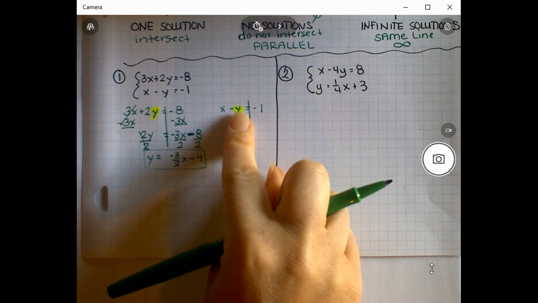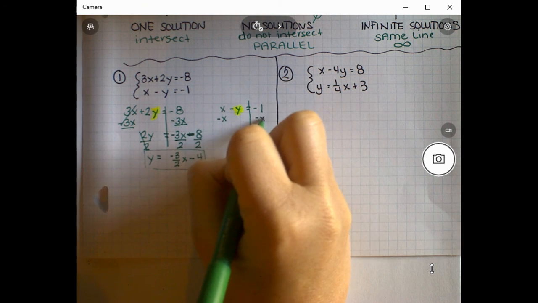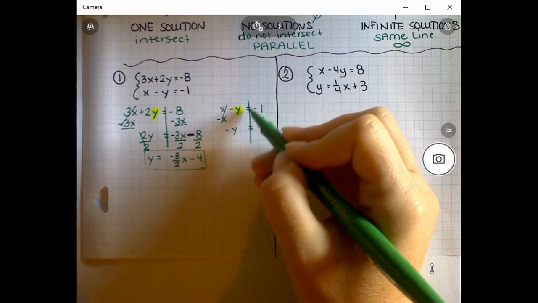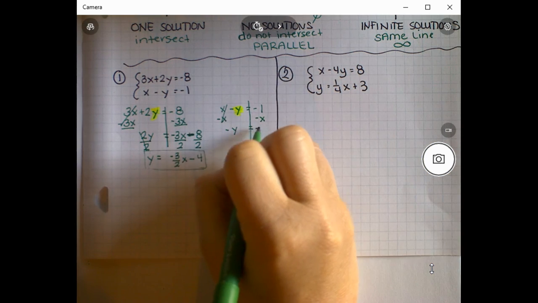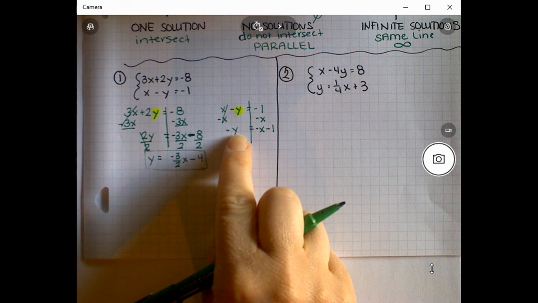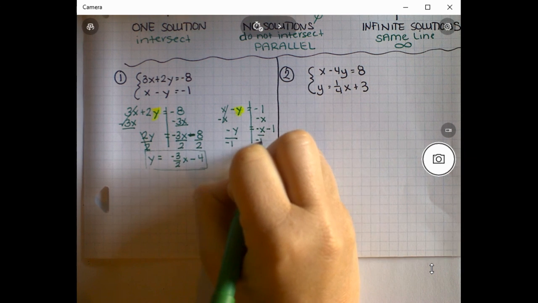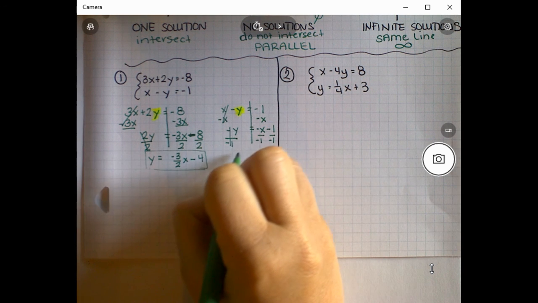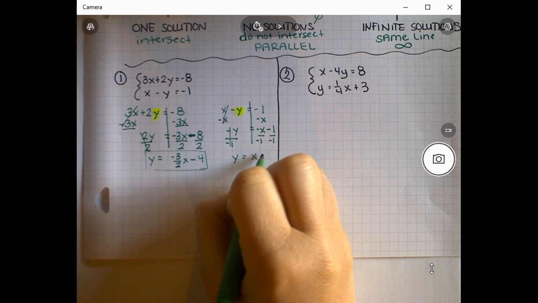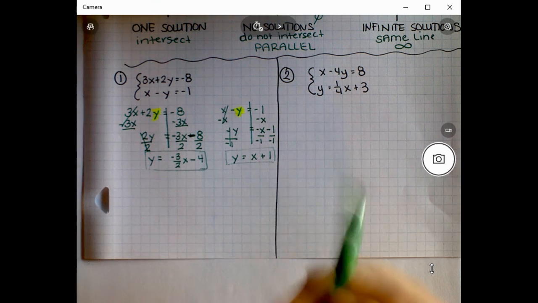Again, we want the y alone, so we're going to start with the things farthest away and move them. We're going to subtract x from both sides. So now we have negative y equals negative x minus 1. These are not like terms, so we cannot combine. Now we have negative 1 times y. That's what negative y means. So we're going to divide both sides, each term, by negative 1. Now we have y equals x plus 1. Okay, we now have both equations solved for y.